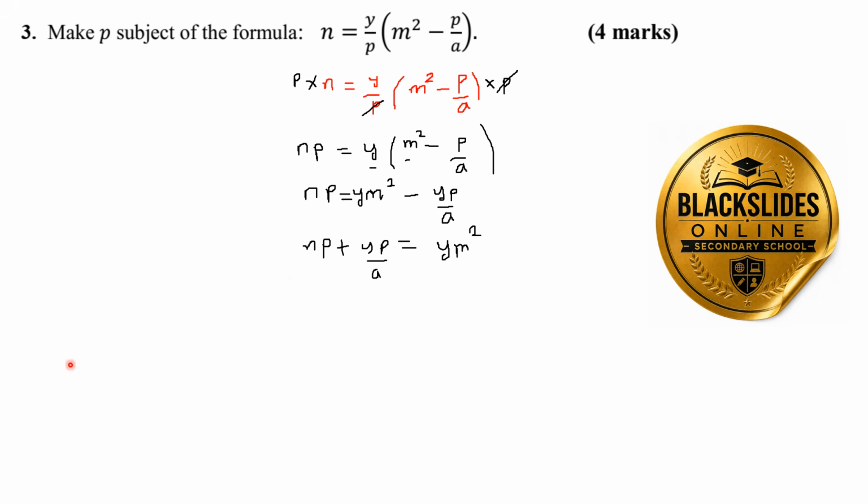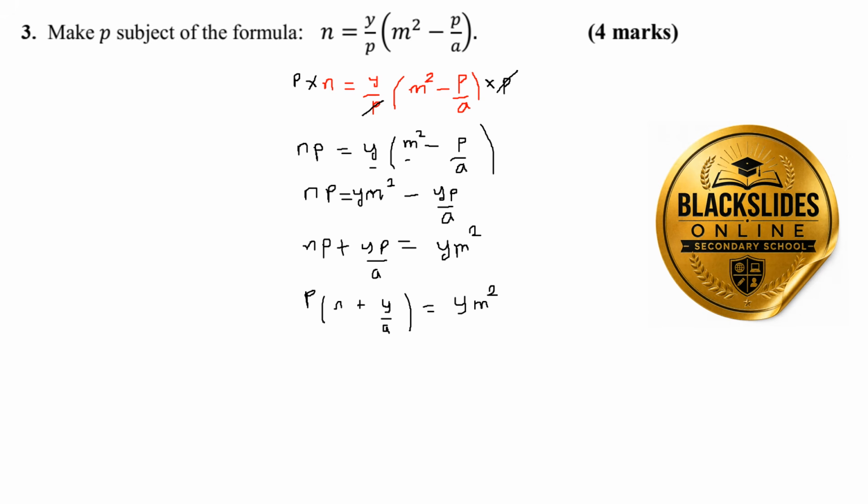Take note that we have a p here, we have another p there. We can factor this out. Factorizing that out, we shall have p open brackets, n plus y over a. This being equal to y m squared.